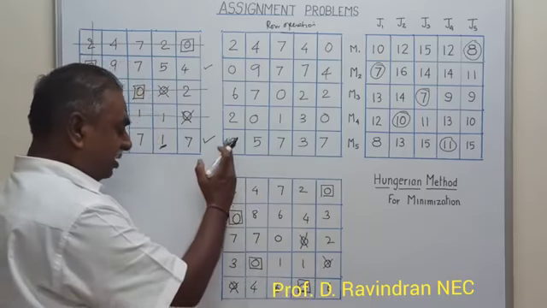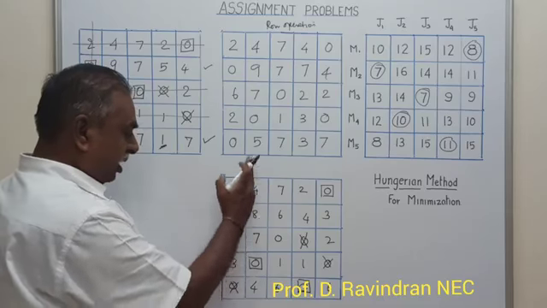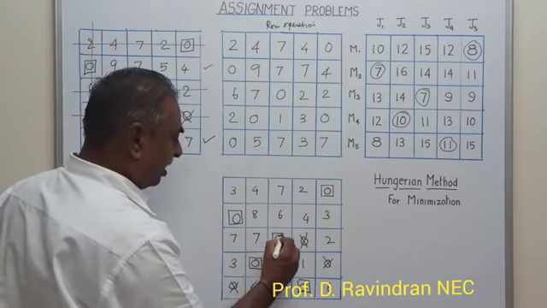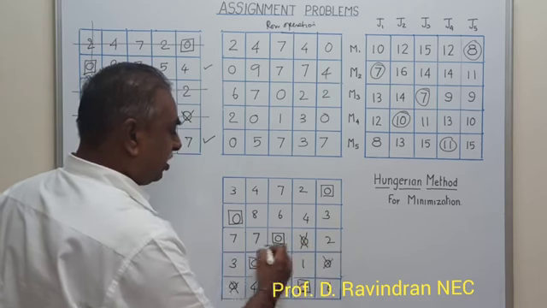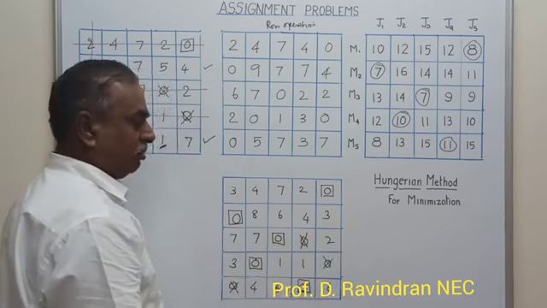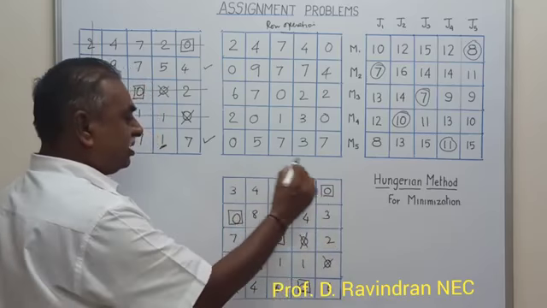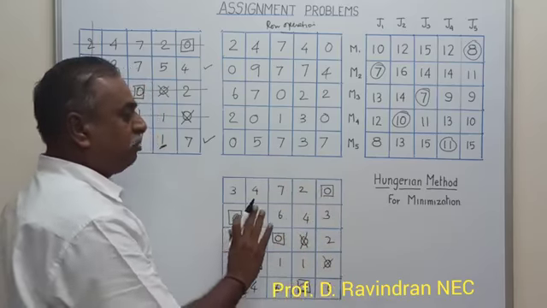Now in the column wise examination, here there are no zeros, here also there are no zeros, and here there is a single 0, so we can make an assignment here. There are no other zeros to cut off in the column. So this is the assignment. Now the 5 assignments are there. Since the order of the matrix is 5, the problem is over.